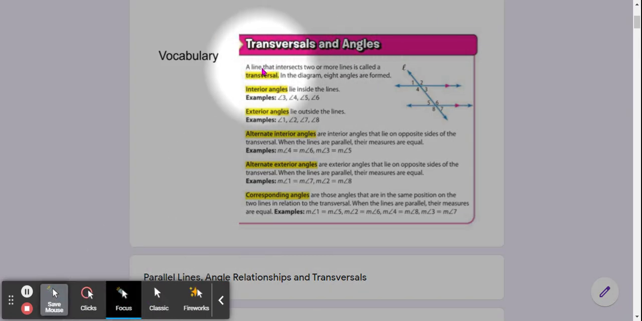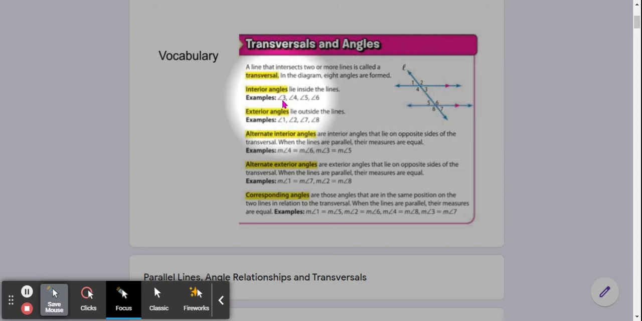So the first one says transversal. A transversal is a line that intersects two or more lines. In the diagram, 8 angles are formed. So the transversal, that's this line right here. All it does is cut through these two parallel lines.